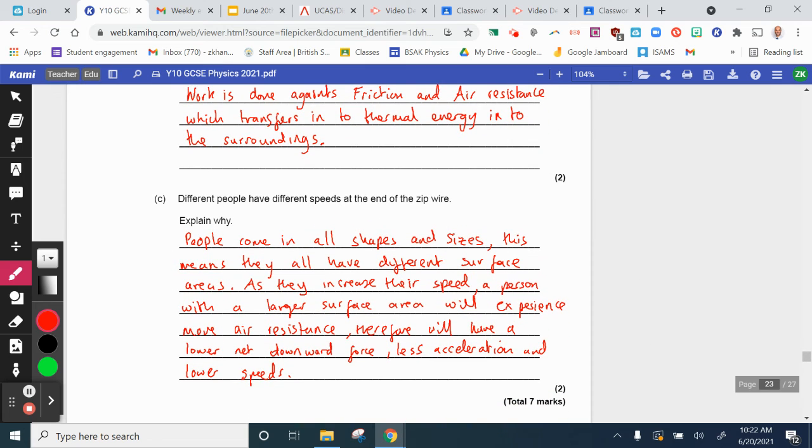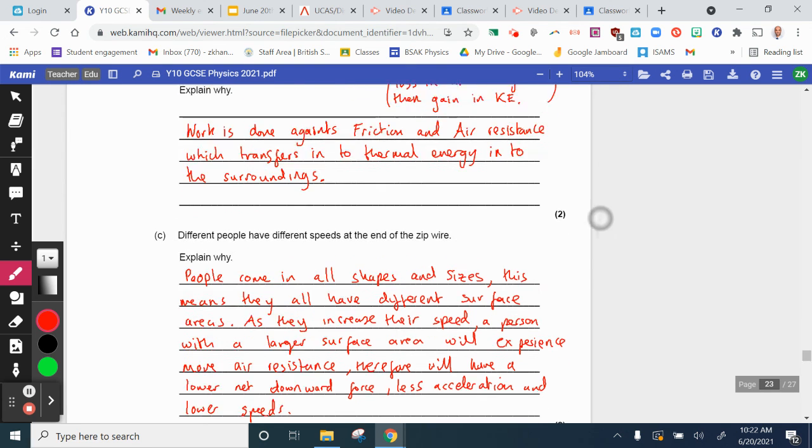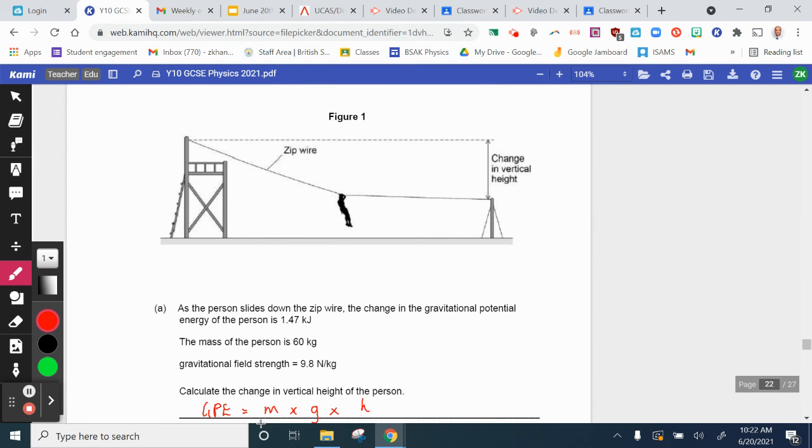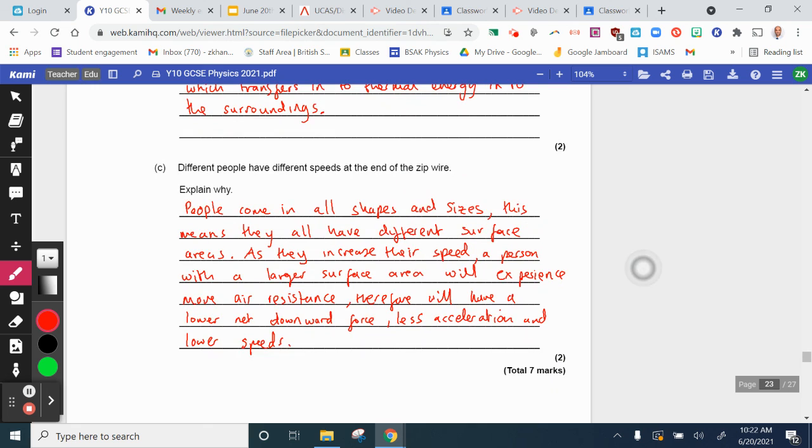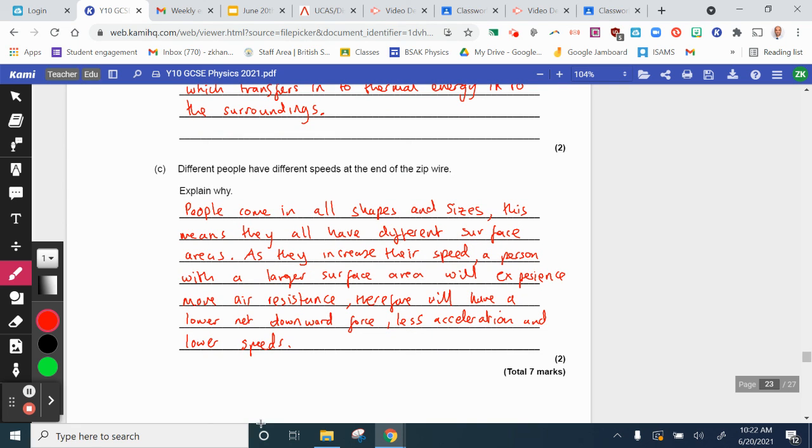And part C, different people have different speeds at the end of the zip wire. Explain why. So we're going to build on what we said before. People come in all shapes and sizes. This means they all have different surface areas. So as they increase their speed, as they are moving down, falling, getting faster and faster, a bigger person with a bigger surface area will experience a larger air resistance, therefore a larger resistive force.